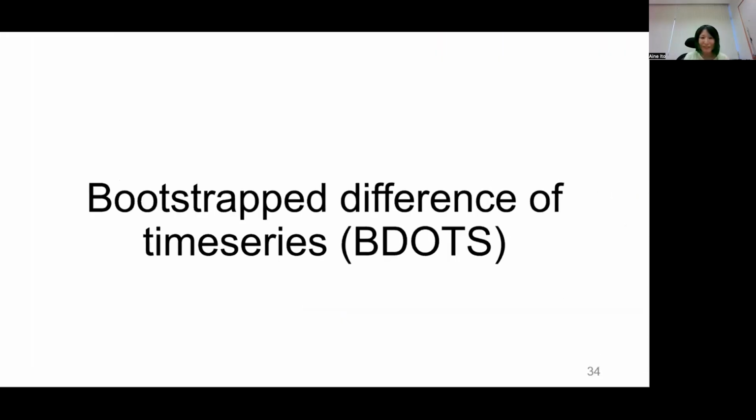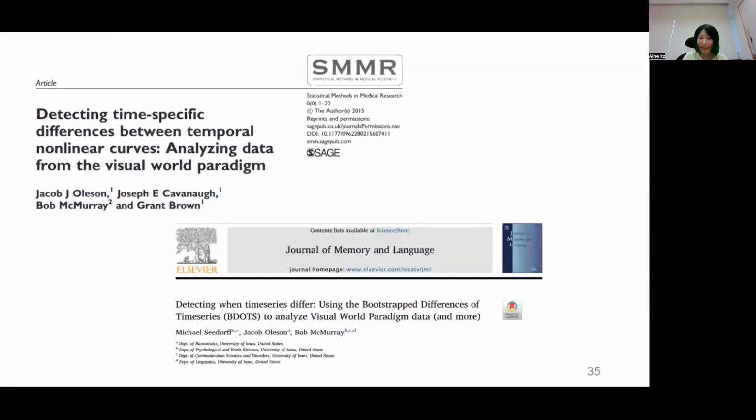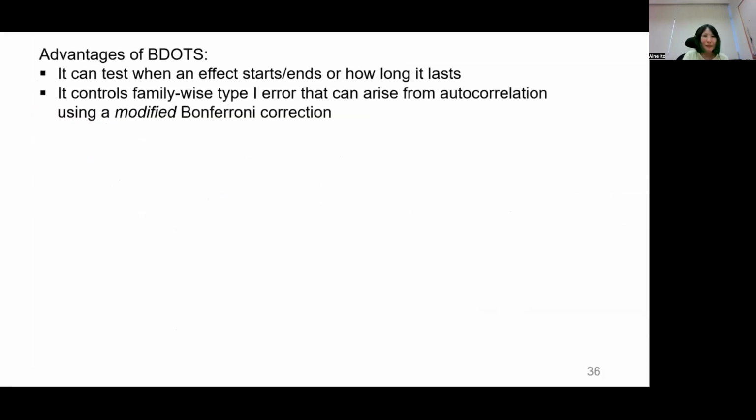Okay, let's now move on to the bootstrapped difference of time series, or BDOTS. Again, you can find the differences in the paper. So the advantage of BDOTS is that we can test when an effect starts or ends or how long it lasts, which we couldn't test using CPA, right? And it also controls the family-wide type 1 error that can arise from autocorrelation, right? And it uses a modified Bonferroni correction to do that.